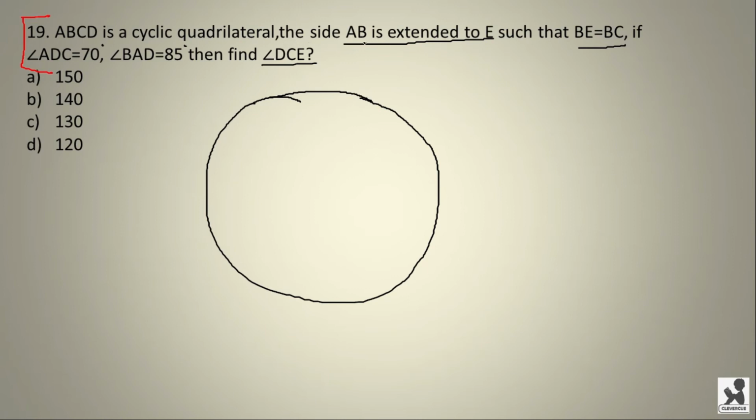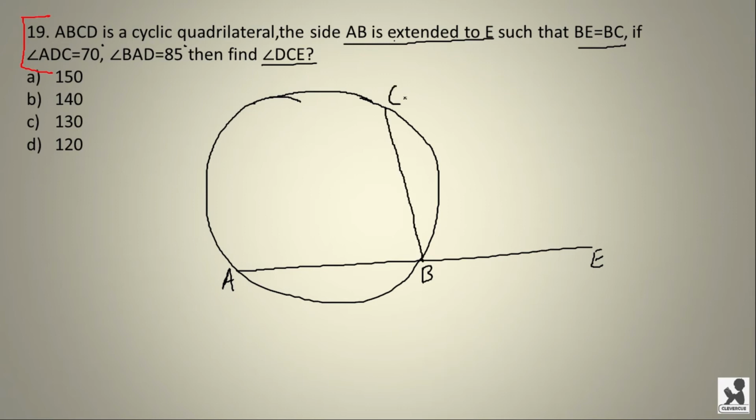And next it is given that AB is extended to E. So for simplicity, draw AE. This is the point A, this is the point B, and this is point E. Here it is given that BE is equal to BC. So draw BC. And take a point D and complete the figure.